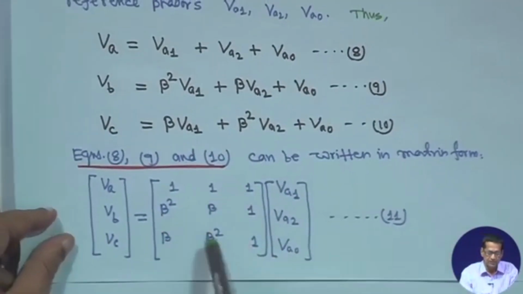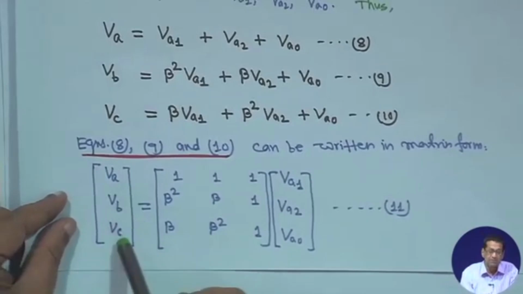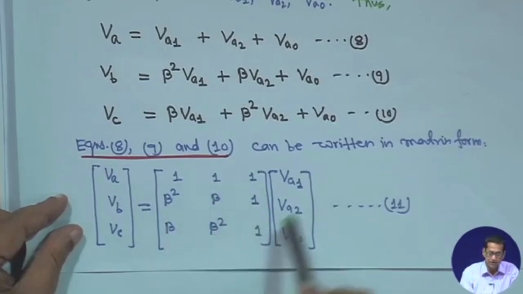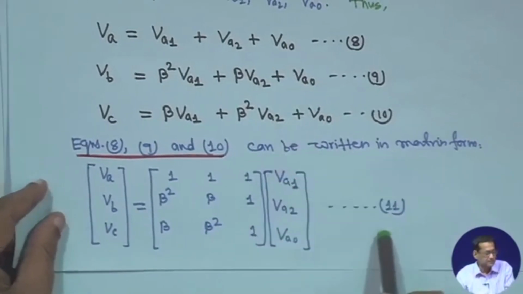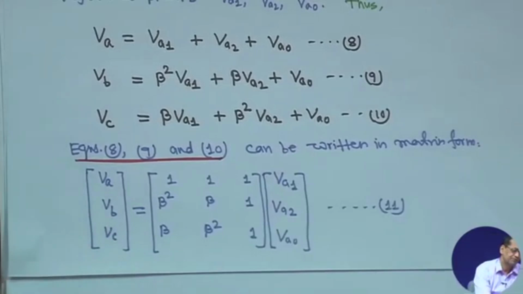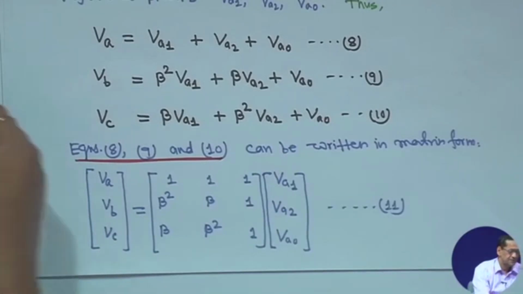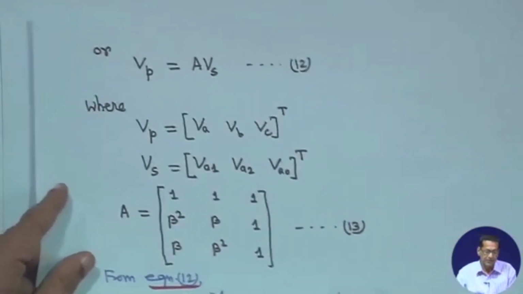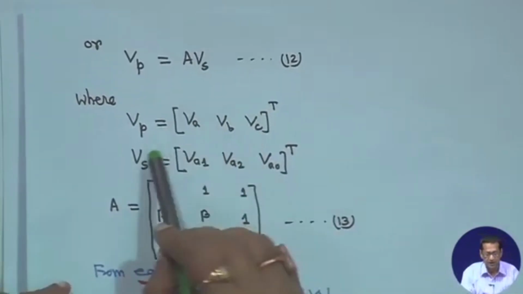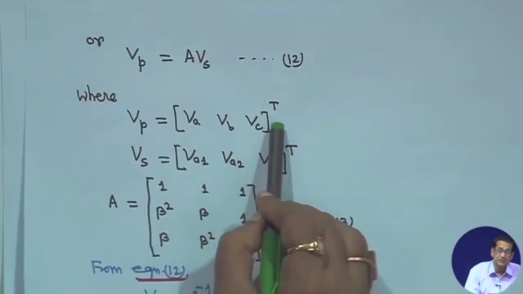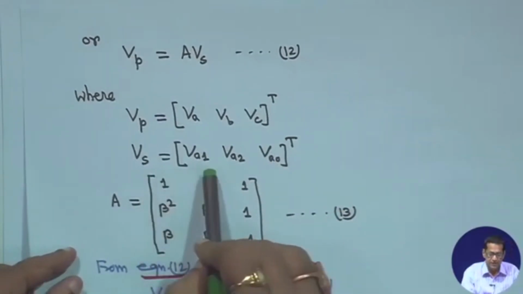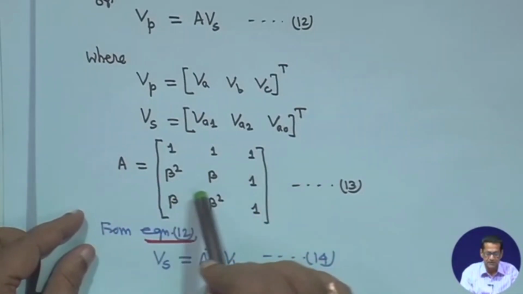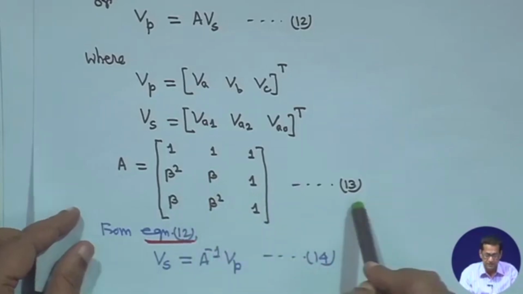Now, you put these equations in matrix form. So, it will be Va, Vb, Vc equal to the matrix 1, 1, 1; beta square, beta, 1; beta, beta square, 1, times Va1, Va2, Va0. These three equations you put in matrix form. Next, we can write Vp is equal to A Vs, where Vp is equal to Va, Vb, Vc transpose, Vs is equal to Va1, Va2, Va0 transpose, and A is that matrix 1, 1, 1; beta square, beta, 1; beta, beta square, 1. This is equation 13.